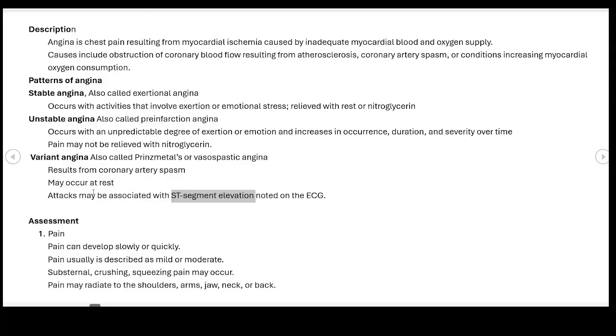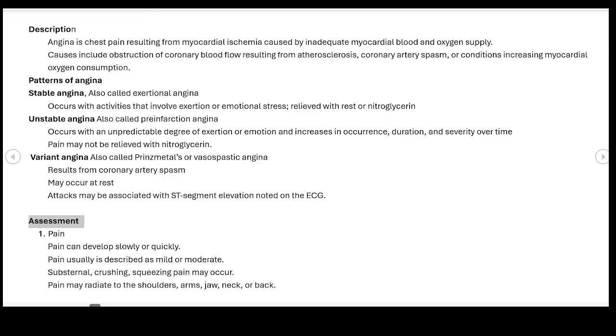So when somebody is having an angina, the imaging or the test you should be thinking about is getting an EKG. It's one of the interventions that we put in place to help assess whether the cardiac is involved or not. So that's angina.